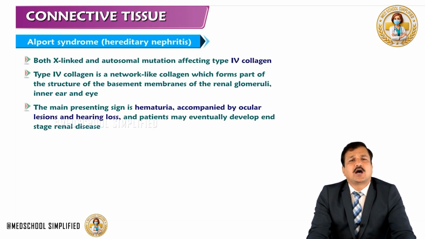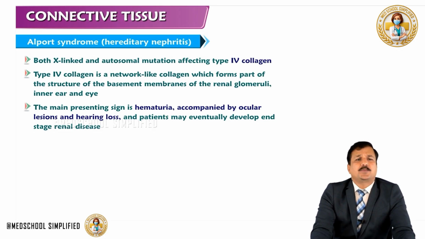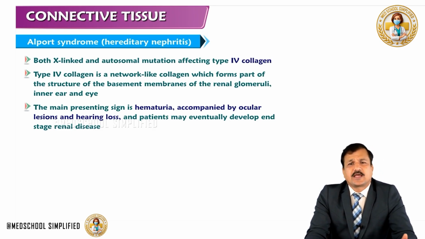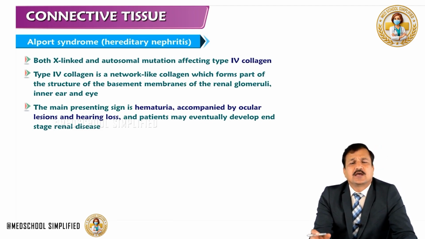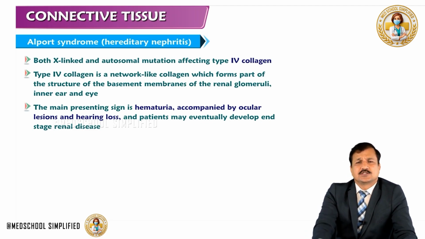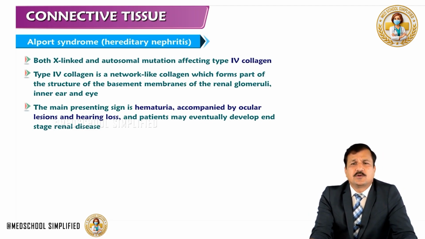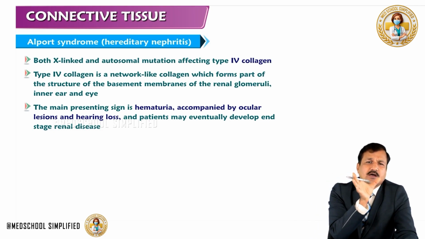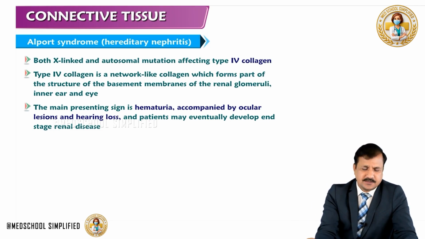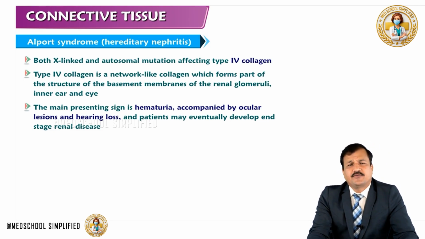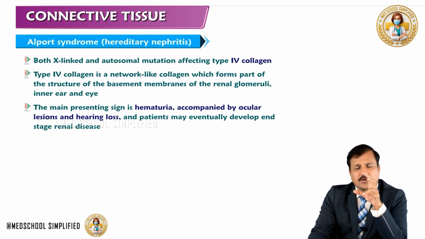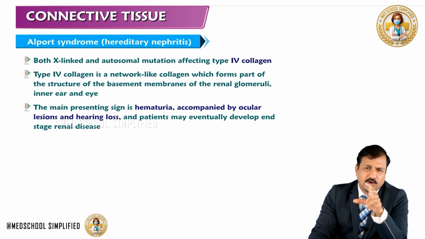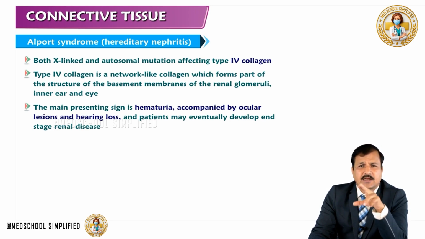Now let's move on to Alport syndrome. Alport syndrome is a rare genetic disorder characterized by progressive kidney disease and abnormalities in the inner ear and eyes. These are the organs involved: kidney, ear and eye. There are 3 genetic types of Alport syndrome. One is the autosomal dominant type because of mutation in type 4 collagen, specifically the alpha 3 and alpha 4 chains of type 4 collagen.